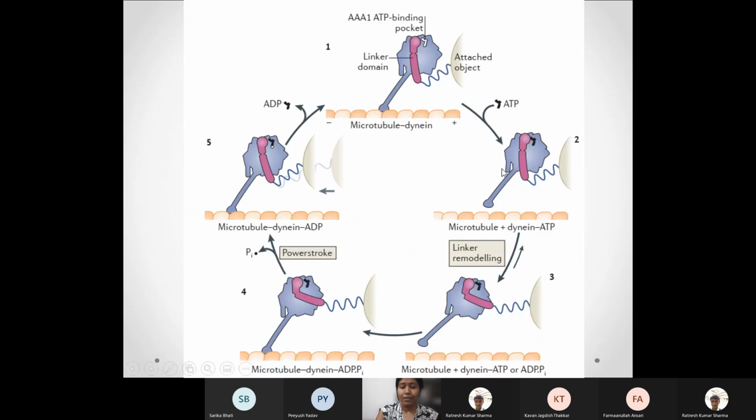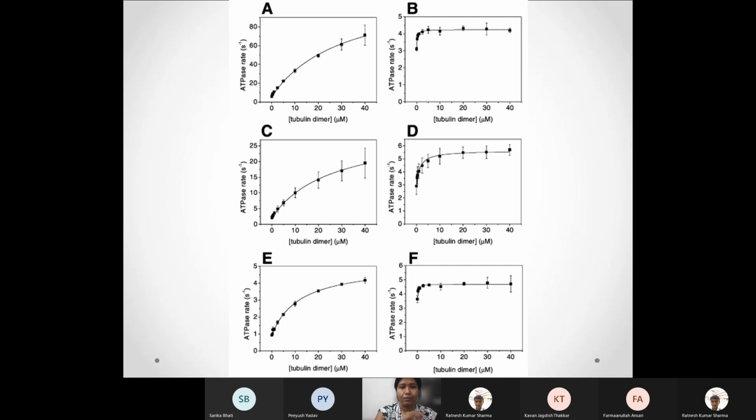Right? So okay, let's come to the next thing. The next thing that they did was, because now they have all of these mutants and they know the affinity of each of these mutants for microtubule in absence and presence of ATP, the next thing is to test for ATPase activity.